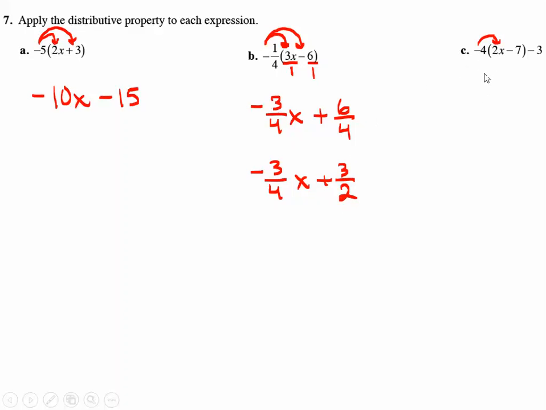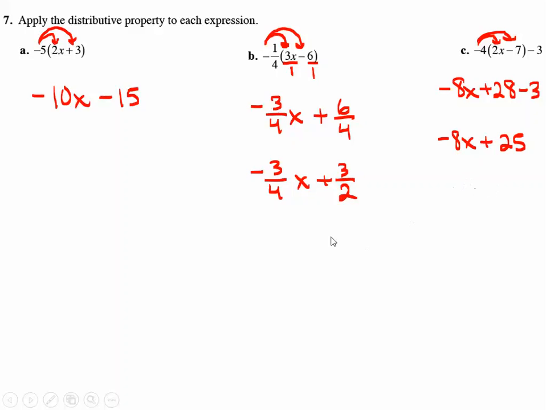Got to distribute that negative 4 to the 2x as well as the negative 7. And again, negative 4 times 2x is negative 8x. Negative 4 times negative 7 makes positive 28 minus 3. Collecting like terms, 28 minus 3 makes a 25. So final answer would be negative 8x plus 25.